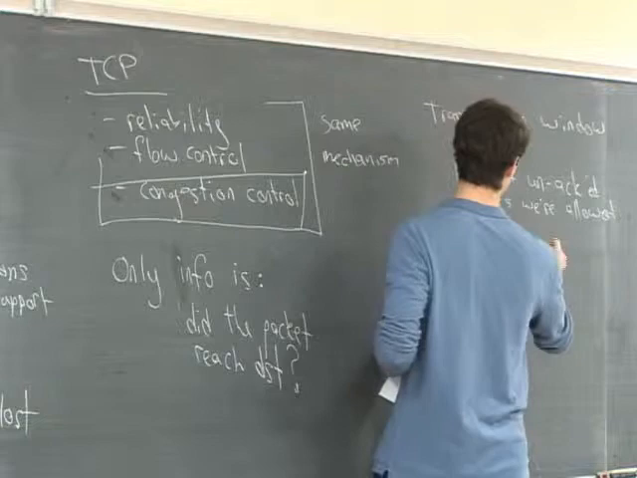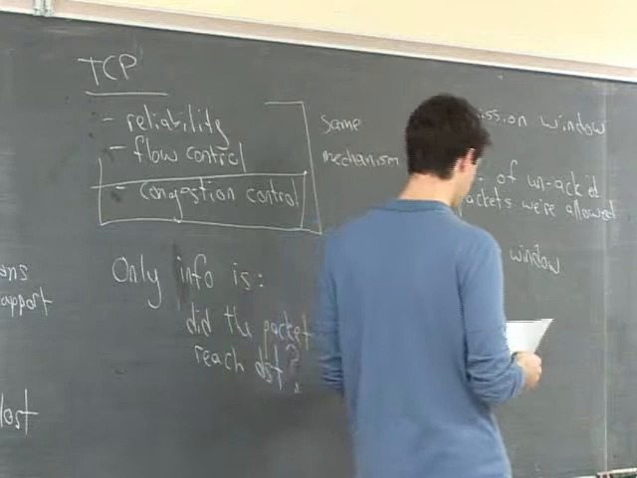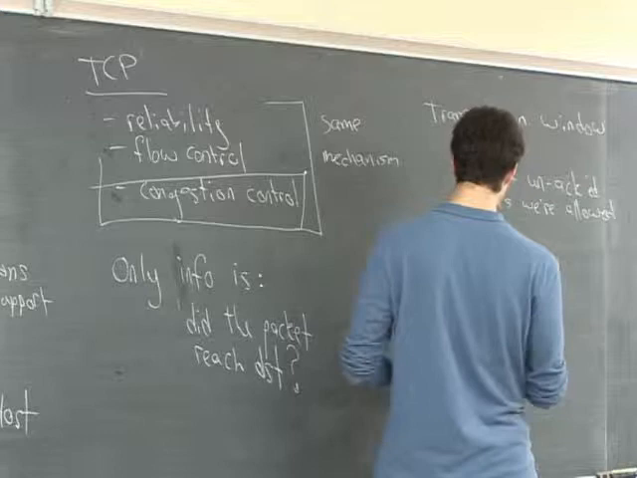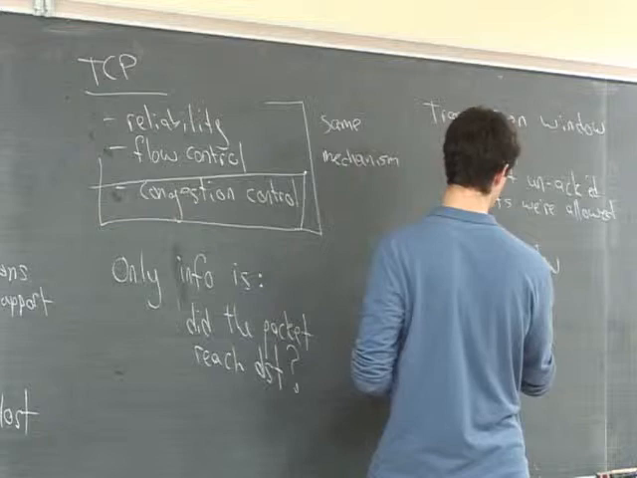All right, so how does TCP regulate its transmission window? Well, we talked about this last time, but I'm just going to go over it again because you really need to know this stuff very well to understand TCP. All right, so your window starts out at size 1.